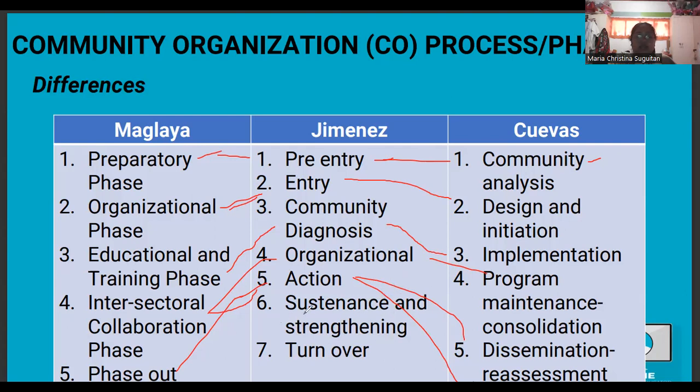Ang sustenance and strengthening kasi part na po ng phase out ni Maglaya. Ganon din kay Cuevas. Part na po ng dissemination, reassessment, ang sustenance and strengthening. Ito kasing part na ito is ito na yung self-reliance. And then turnover, parang evaluation na po ng kanilang community organizing. Okay? So always, ito na po ang ifo-focus natin. The preparatory phase, organizational phase, educational and training phase, intersectoral collaboration phase, and phase out. Phase out is a turnover also. Tapos sustenance and strengthening papasok dito kasi sa intersectoral collaboration phase. Okay?